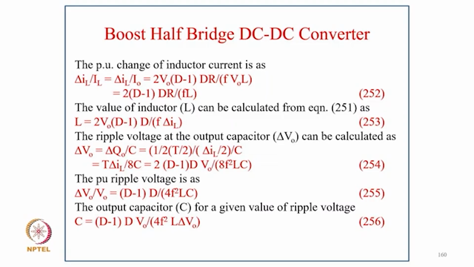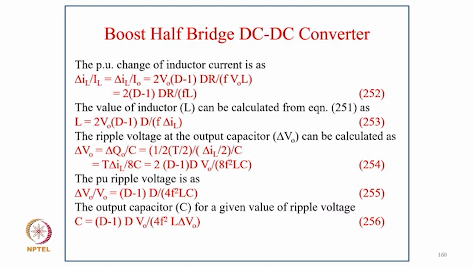So the value of the inductor can be calculated as L = 2Vo(2D − 1)D divided by F delta IL, and the ripple voltage across the output capacitor can be calculated as delta Vo = delta Qo by C, that is (T/2)(delta IL/2) divided by C, so that is equal to T delta IL upon 8C, or equal to (2D − 1)D Vo divided by 8F²LC.